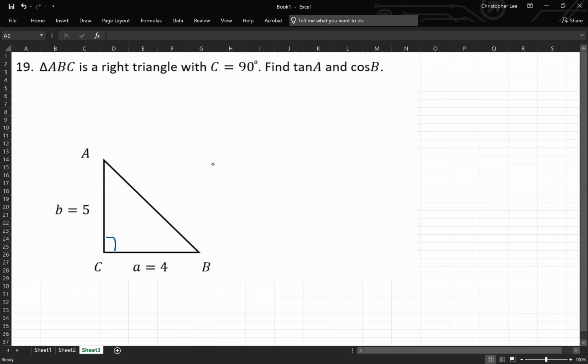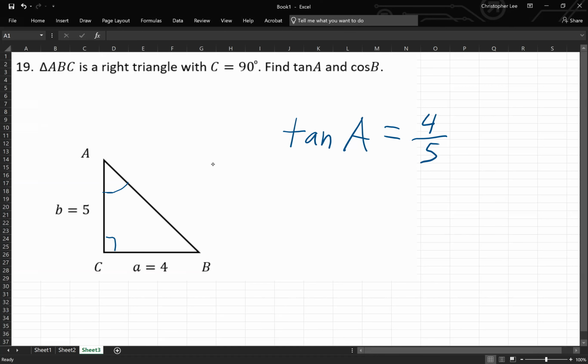That should be there, right? Anyway, they want to know what is tan of A. And who remembers what tan is? Tan is what over what? Opposite over adjacent. Very good. So what is that? 4 over... very good.